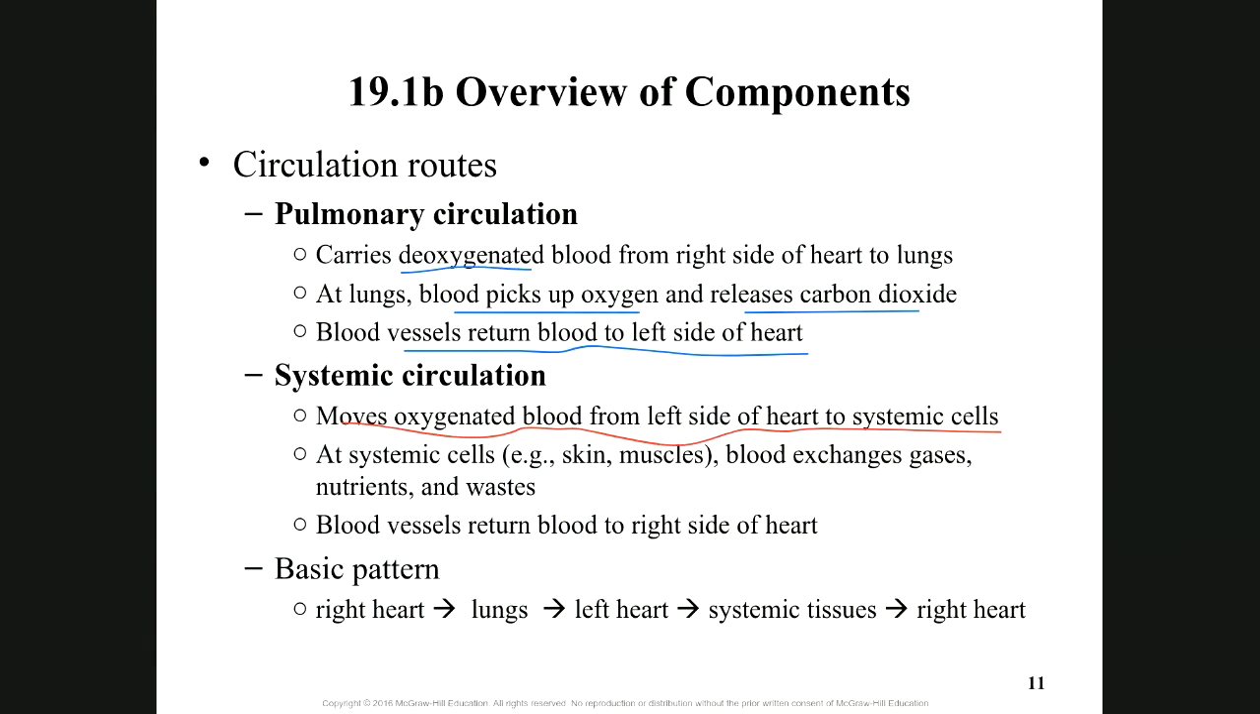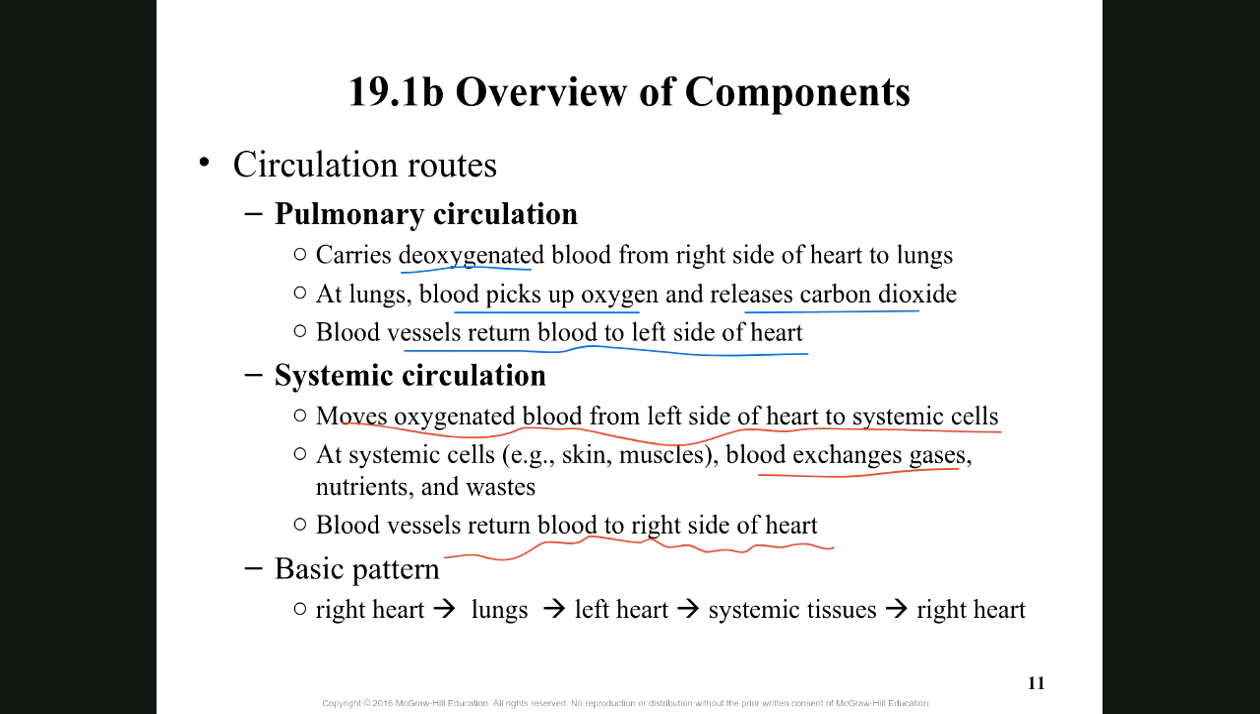In the systemic cells, the blood exchanges gases: the oxygen goes to our cells and carbon dioxide comes back. The nutrients go to our cells and the waste products come back. And the blood vessels return blood to the right side of the heart. And this blood which returns back is deoxygenated.